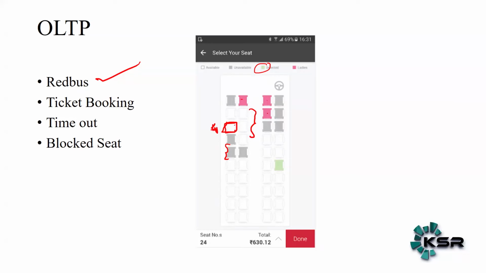I'll go and select this. Okay. Today I don't have money to buy this ticket, so I'll simply select this and come out of it. Tomorrow I will go and I will pay. Is it acceptable?